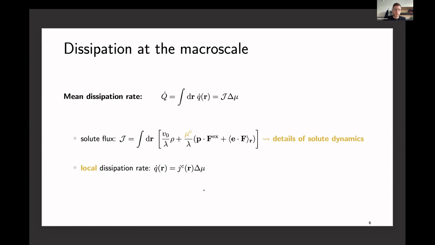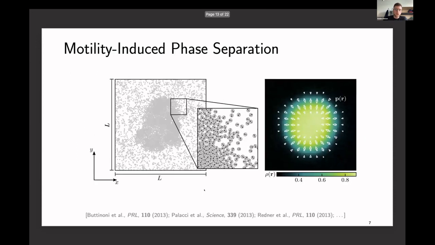And for this, for the last few minutes, I want to show you an explicit example where we can calculate this local dissipation rate. And that would be just standard active Brownian particles undergoing motility-induced phase separation. So I guess most of you are familiar. On the left here, you just see a simulation snapshot of a few thousand active Brownian particles. And we know that if the density is sufficiently high and particles move sufficiently fast, they will undergo phase separation into a dense liquid cluster and a gaseous background. And if you have a time trace that is sufficiently long, you can average and obtain these effective hydrodynamic fields.